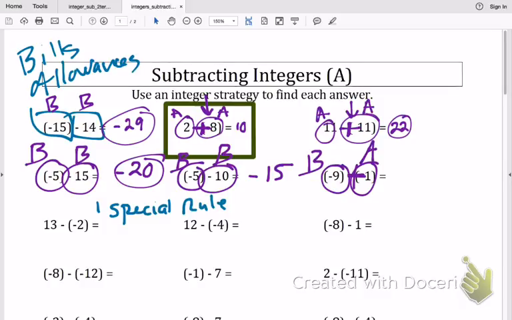Do you have enough to pay me? No, which means it's a negative number. How much more money do you need? Well, you still need $8 more to pay me off, so you owe me negative 8.